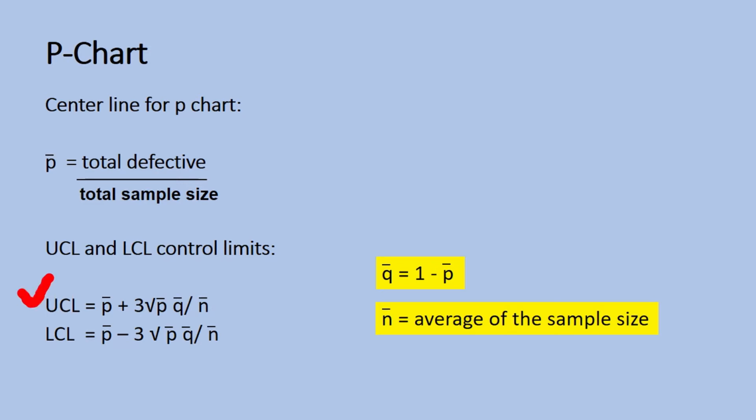The upper control limit is P bar plus 3 times the square root of P bar times Q bar divided by N bar. The lower control limit is P bar minus 3 times the square root of P bar times Q bar divided by N bar. Q bar is equivalent to 1 minus P bar, while N bar is equal to the average of the sample size.